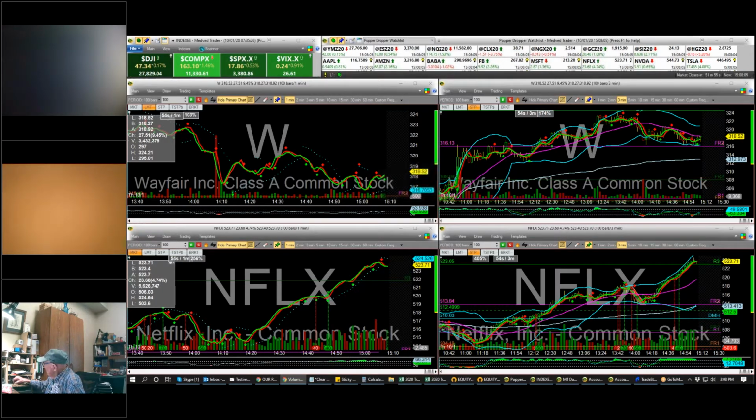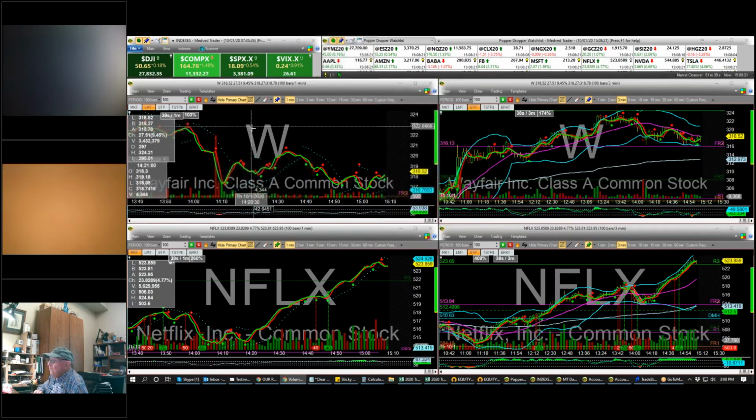And the formula: VWAP is calculated by adding up the dollars traded for every transaction, price multiplied by the number of shares traded, and then divided by the total shares traded. Okay, that's how it's calculated.